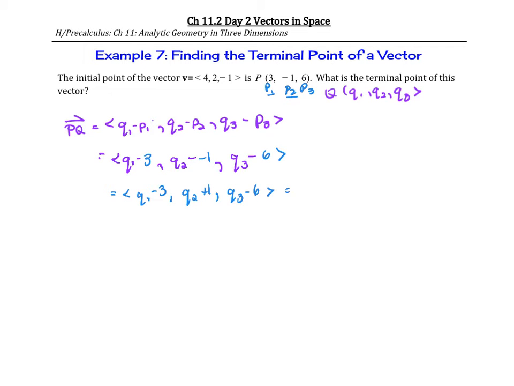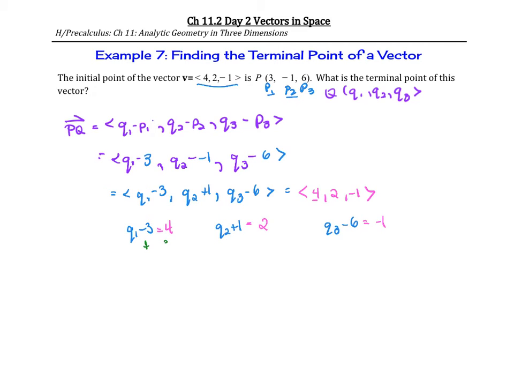Now remember the vector here is 4, 2, negative 1. And so what we're going to do is set up an equation. So we have Q sub 1 minus 3, and that's going to equal 4. Then we have Q sub 2 plus 1, so that will equal 2. And then we have Q sub 3 minus 6, and that's going to equal negative 1. So we just solve for each of these pieces.